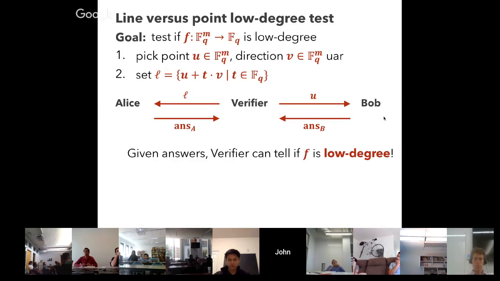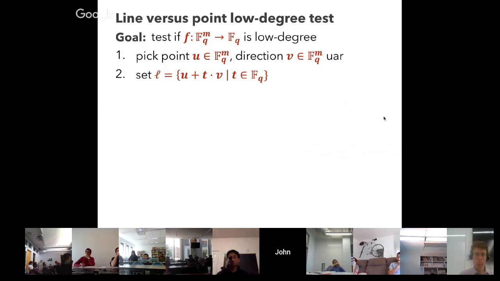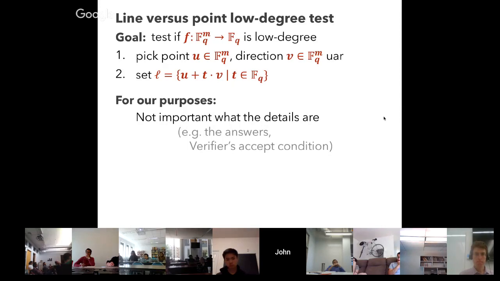But just in case you're curious, hopefully a lot of us know this, the answer Bob provides should just be f evaluated at u. And then the answer Alice provides should be a low-degree polynomial g on the line L. And then the verifier's check is just to check that g of u is equal to f of u. But this is a totally standard line versus point low-degree test. And like I said, for our purposes, it's not important what the details are, for example, what the answers are or the accept condition.